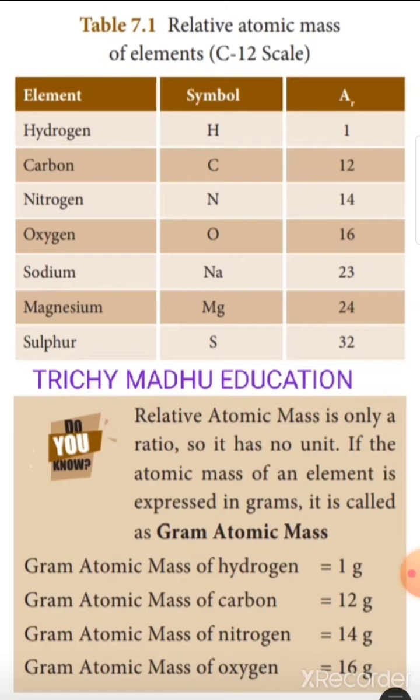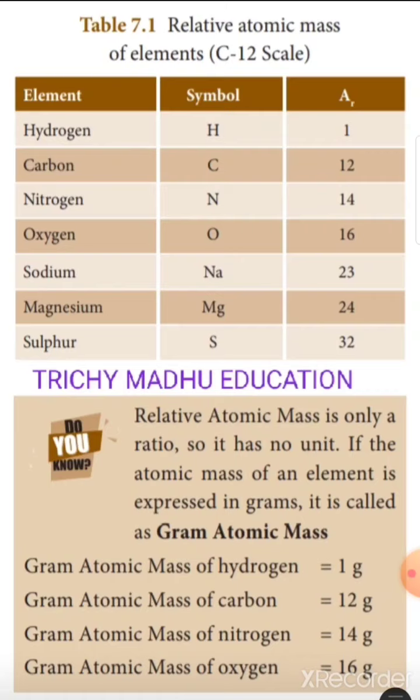Relative atomic mass of elements, C12 scale. Element symbol, atomic mass. Hydrogen H1, carbon C12, nitrogen N14, oxygen O16, sodium Na23, magnesium Mg24, sulfur S32.